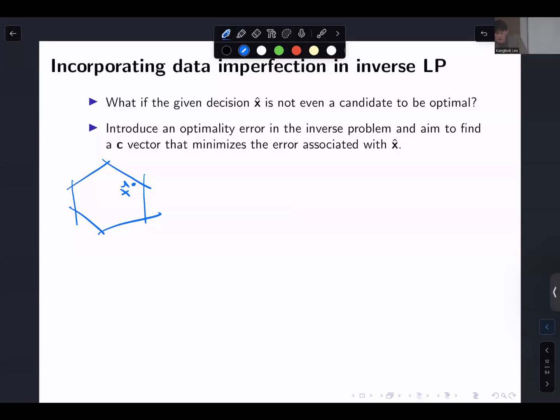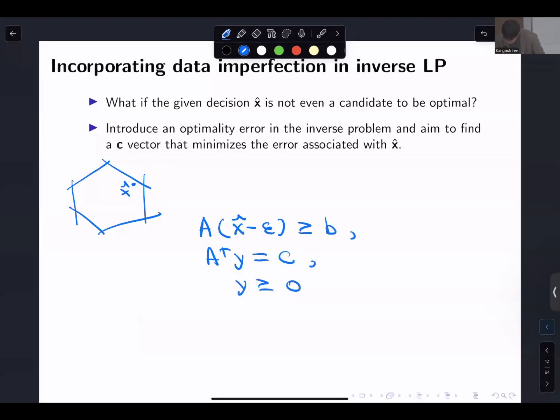Does that make sense? So what I can do is instead of trying to make X hat exactly optimal, I can allow some deviation, like some perturbation like this. I'm going to make that perturbed solution optimal instead. How? Well, by making sure that the perturbed solution satisfies primal feasibility and also the dual feasibility, which is this. And then let's say strong duality. So the structure is exactly the same, but instead of X hat, I'm just plugging that X hat minus epsilon into these problems. That's the only change.